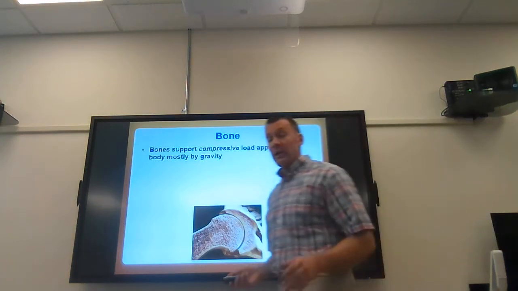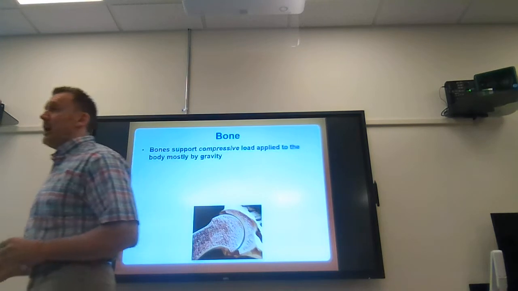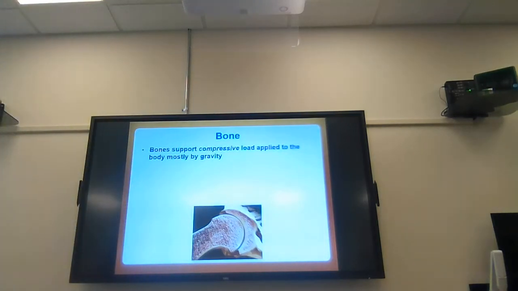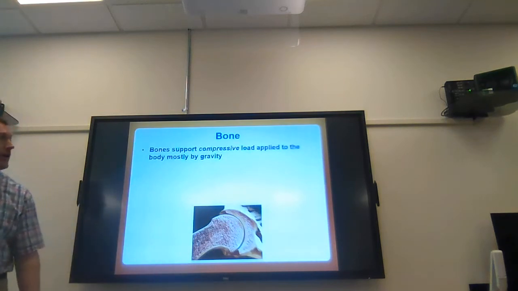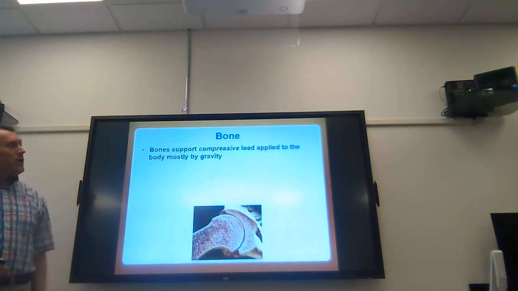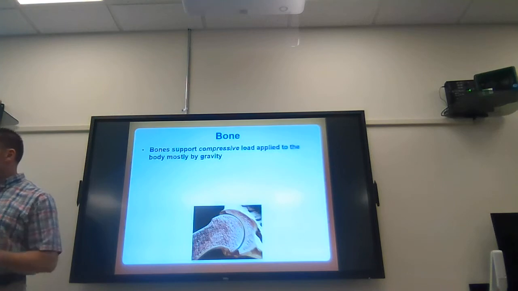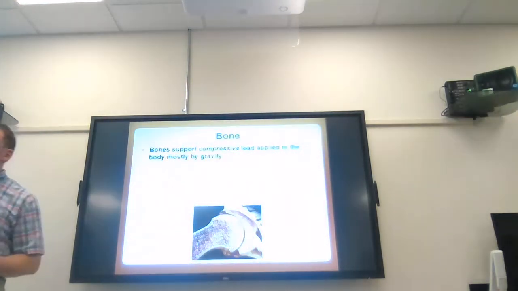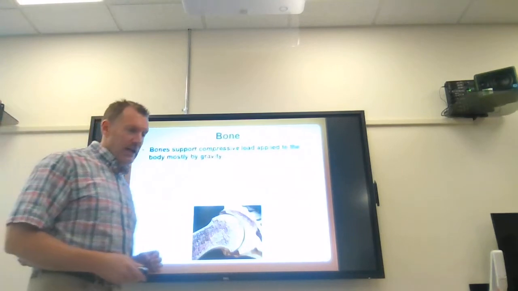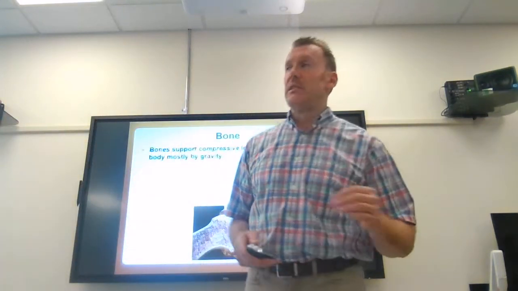Okay, so I want to talk just a little bit about each type of tissue, and then we're getting down towards the end, so almost there. I have a good video here on cartilage as well. So bones support compression. They're strongest in resisting compression. Tension is after that, and they're weakest in resisting shear force.